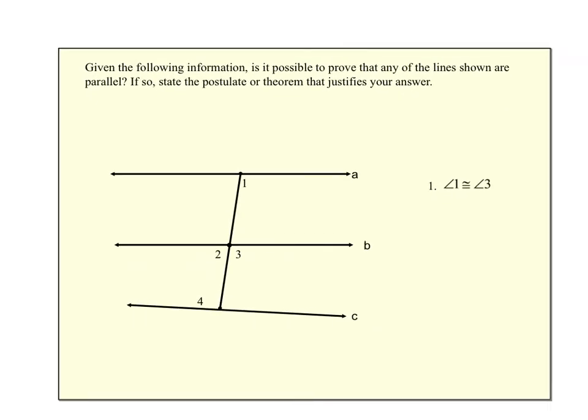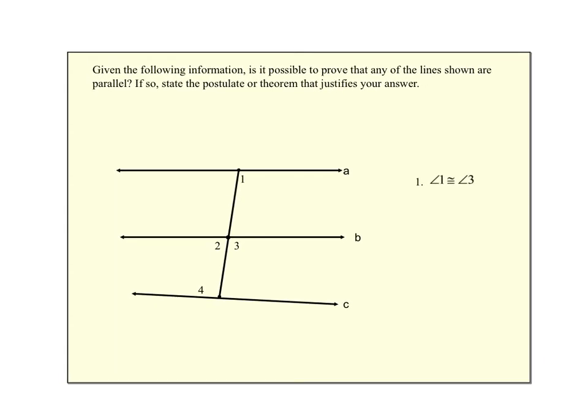Okay, so given the following information, is it possible to prove that any lines shown are parallel? If so, state the postulate or theorem that justifies your answer. So I'm given that 1 is congruent to 3. So 1 is here, 3 is here. Those are in the same location. Those are both below their line and to the right of this line, which I could consider a transversal.